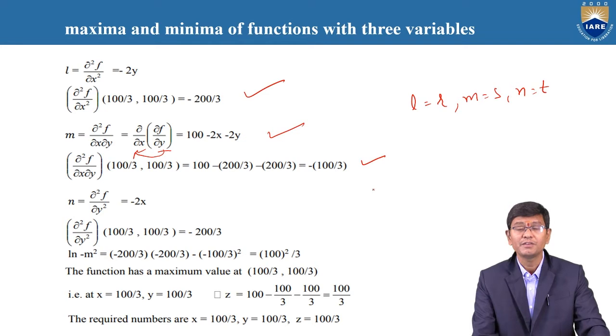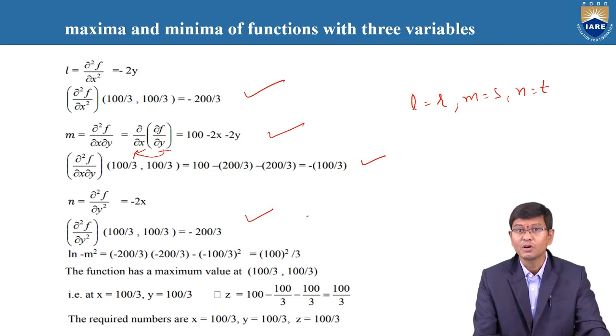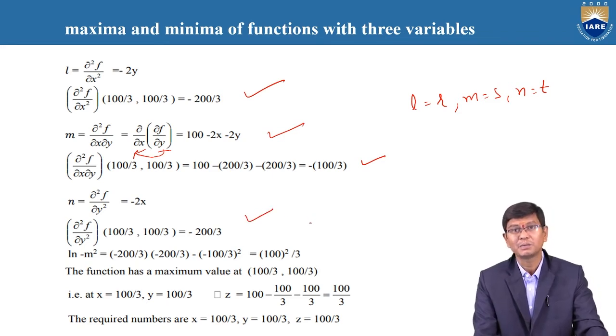And now we need to find the value of n. N is nothing but ∂²f/∂y², that is the partial derivative of ∂f/∂y once again with respect to y, and after getting that, you replace the point (100/3, 100/3). The value is also minus 200 by 3.